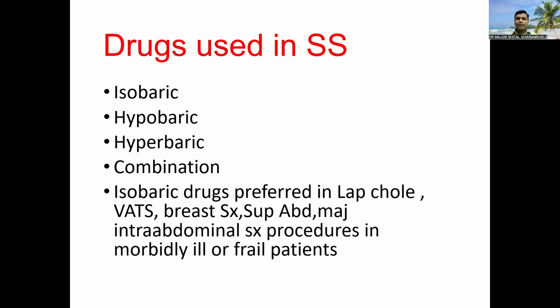So which drugs can we use in segmental spinal? They are isobaric, hypobaric, hyperbaric, and it can be a combination of these. Isobaric drugs are used in laparoscopic cholecystectomy, video assisted thoracoscopy, breast surgeries, superficial abdominal surgeries, major intra-abdominal surgeries, in particular in morbidly ill or frail patients.